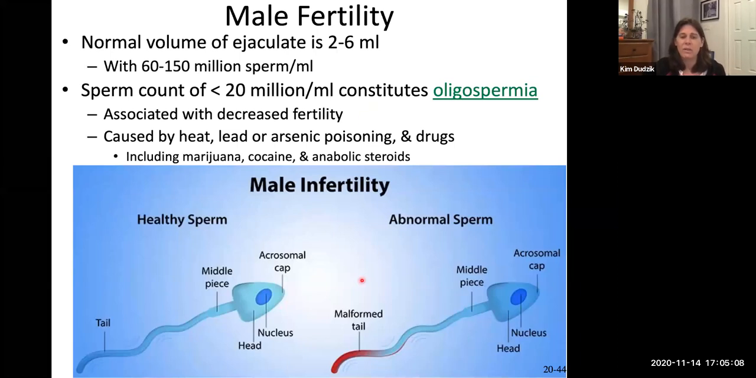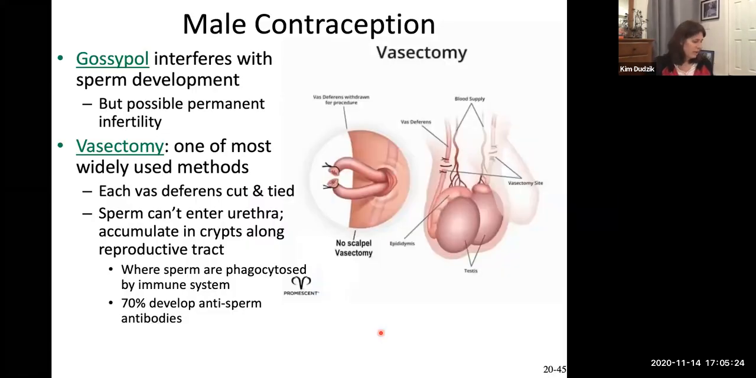Here's another reason for male infertility. Again, the sperm may be deformed, and especially if the tail is deformed and it can't move, it won't be able to get to the egg, right? Here's male contraception.